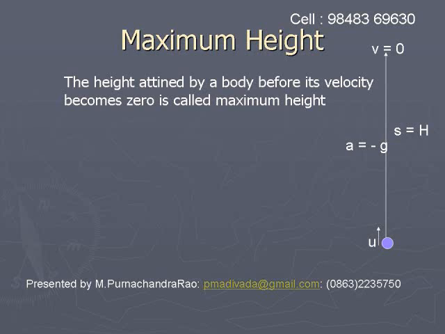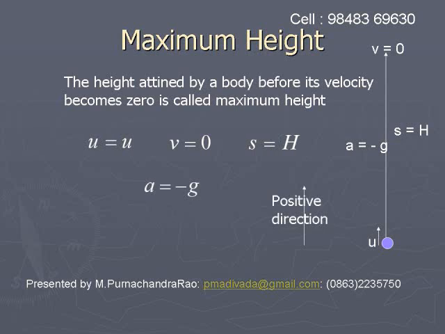We can derive a relation for maximum height. For this purpose, let us take initial velocity of projection as u and final velocity v equal to 0, displacement s equal to capital H. If we consider upward direction as positive, then acceleration a will be equal to minus g. So u is u, a is minus g, v is 0, s is equal to H.